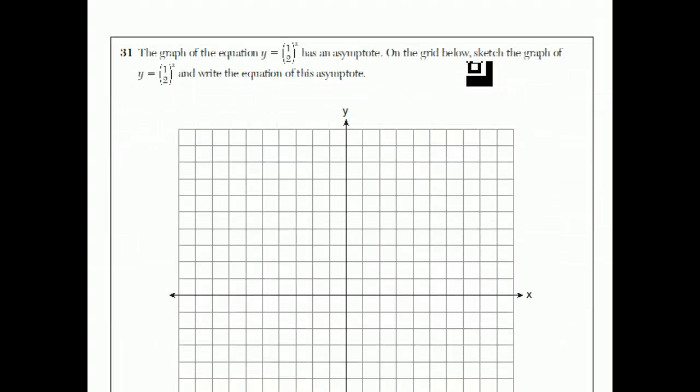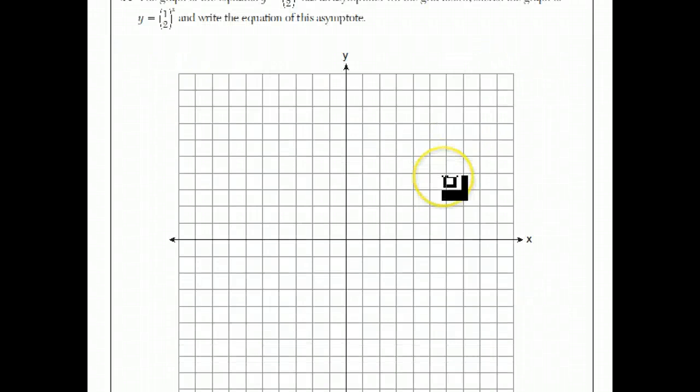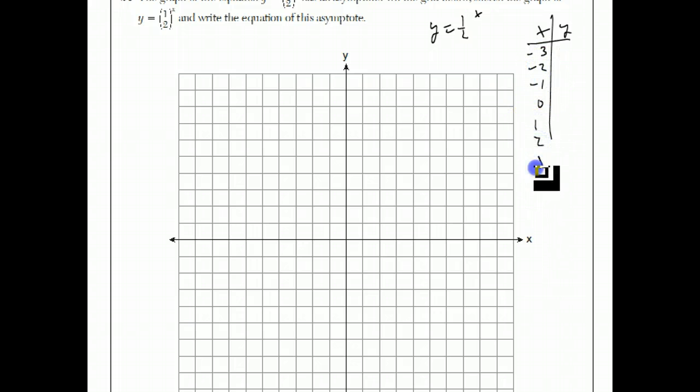Question 31. The graph of the equation y equals 1/2 to the x has an asymptote. Okay. Well, to do y equals 1/2 to the x, you can do it on your calculator, but we don't need to. Make a chart, x, y. I'll go negative 3, negative 2, negative 1, 0, 1, 2, 3. 1/2 to the 0 is 1, 1/2 to the 1 is a half, 1/2 to the second is 1/4, 1/2 to the third is 1/8. That gets us these points.